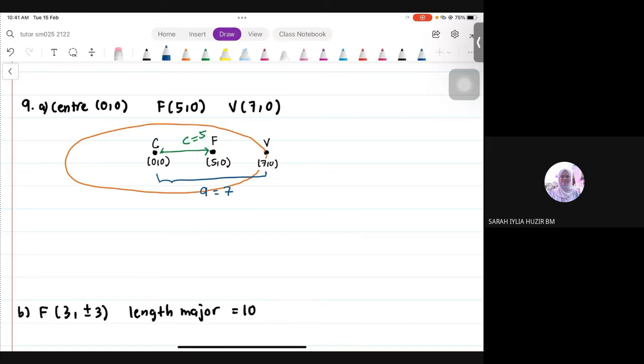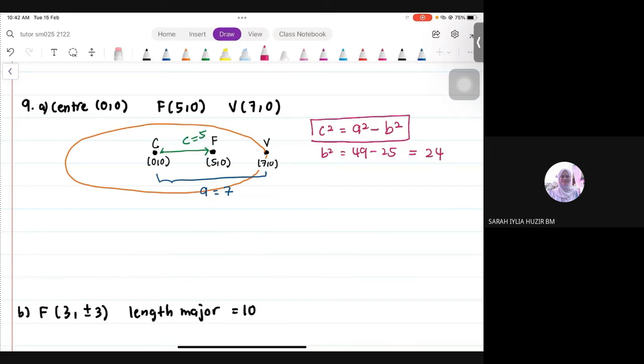So, bila A is longer, in order to find C squared, A squared minus B squared. Yang panjang tolak pendek. Why we use this equation? Because we want to find B. Kita mesti cari B baru boleh dapat equation. So C squared is 25. A squared will be 49. So B squared will be 49 minus 25. Dapatlah 24.